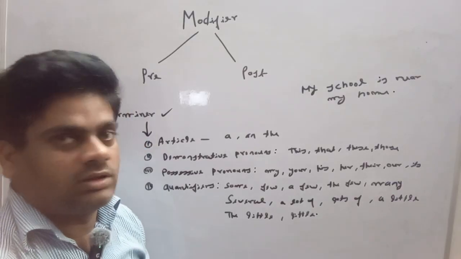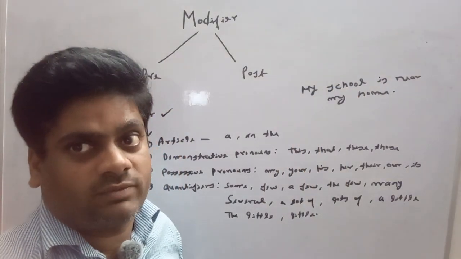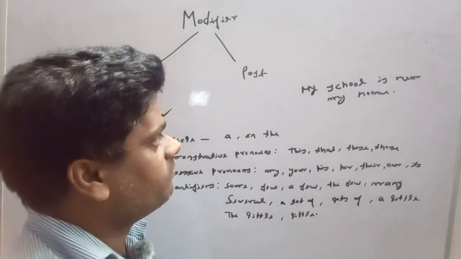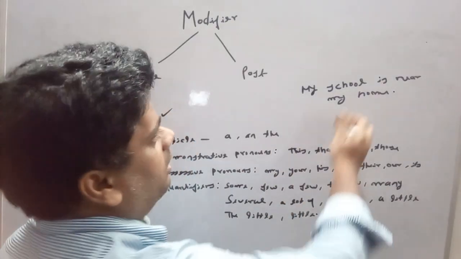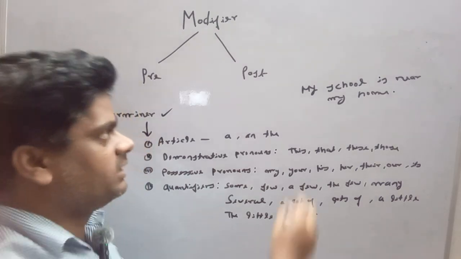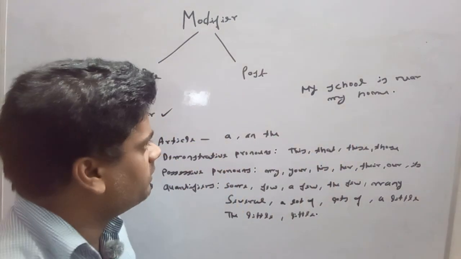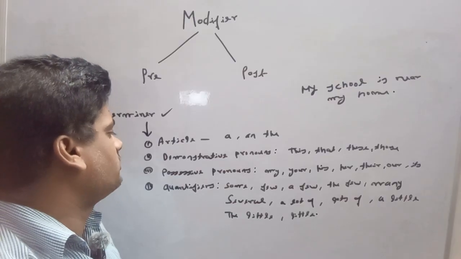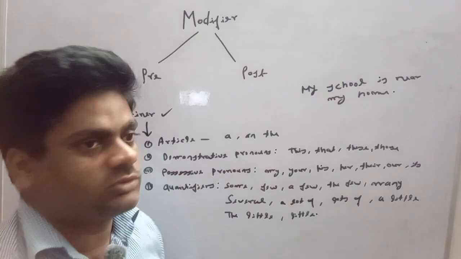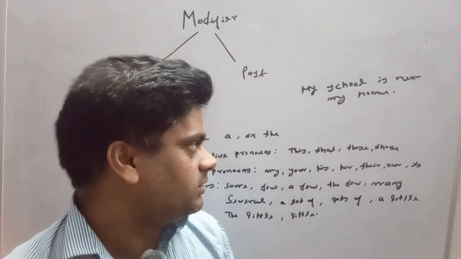My school. Here, my school, we are talking about my school. There are a number of schools, but here we are talking about only my school, and my school is near my home. So guys, here both "my" are supposed to work as a determiner or as a possessive pronoun. Possessive pronouns can also work as a determiner in a sentence.